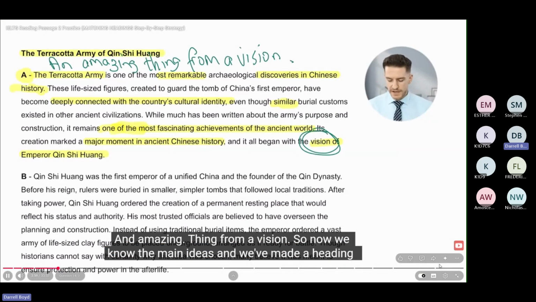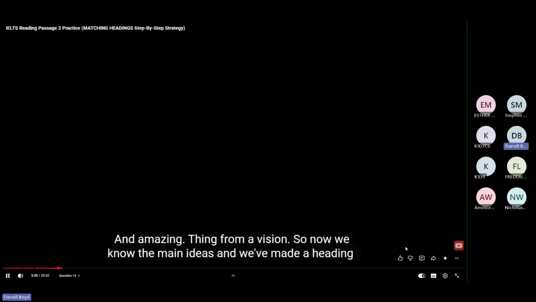So now we know the main ideas and we've made a heading ourselves. We can go down to the headings that were provided. So here they are. So what we need to do is just quickly go through them one by one and think about which is the best choice for paragraph A. So a different approach to royal tombs.